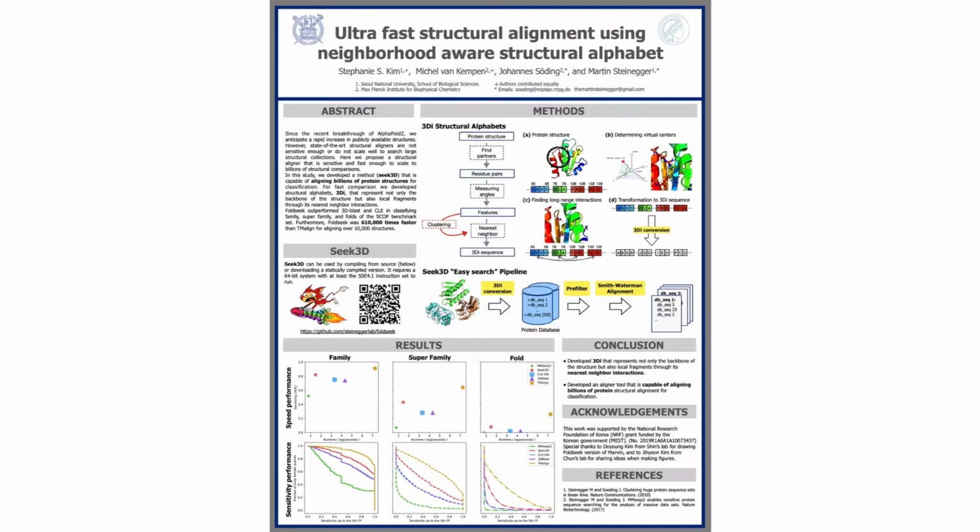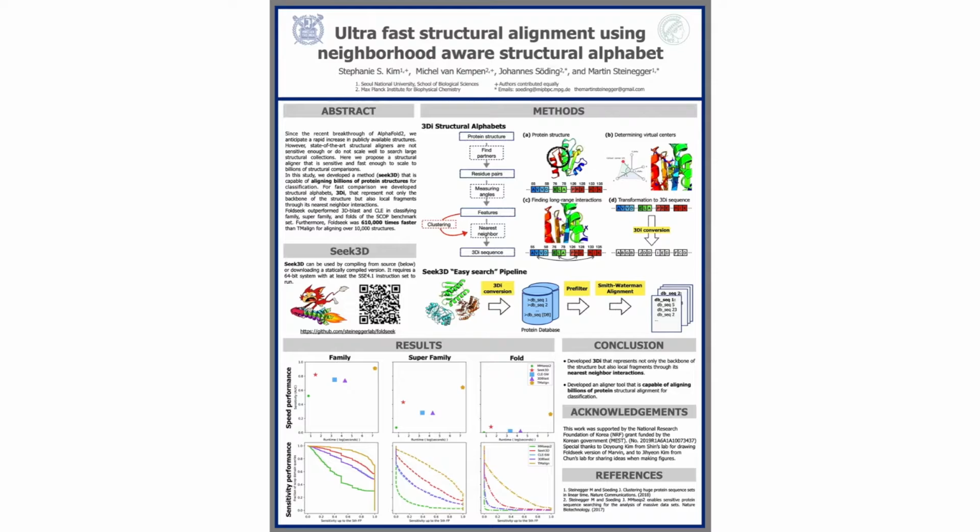Today, I'll be talking about an ultra-fast structural alignment tool that uses a special kind of structural alphabet called 3Di. In order to annotate functions or to trace back the evolution of every kind of protein, homology detection plays a key role. Finding distantly related proteins using sequence alignment alone is challenging since protein sequences can diverge far. However, protein structures are conserved for a longer period of time, so we utilize structural alignment methods to further enhance remote homology detection. And ever since the recent breakthrough of AlphaFold2, we anticipate a rapid increase in publicly available structures. However, the current state-of-the-art structural aligners are either not sensitive enough or do not scale well to serve such a large structural collection of proteins.